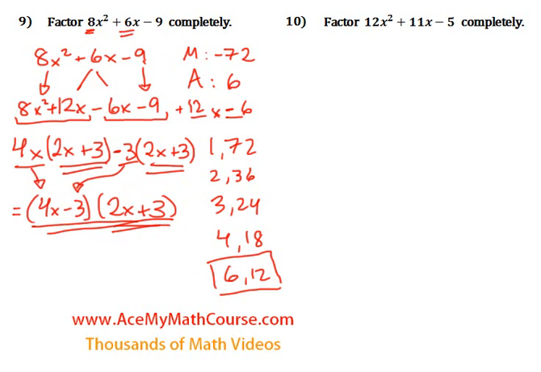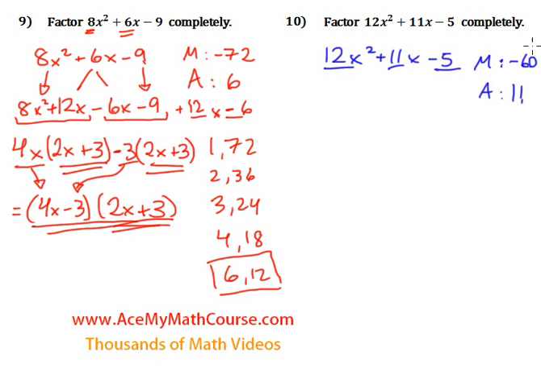And now let's do question 10. Same thing, same process. 12x squared plus 11x minus 5. We're looking for two numbers that multiply to whatever 12 and negative 5 multiply to. 12 times negative 5 is negative 60. And those two numbers also need to add up to 11.